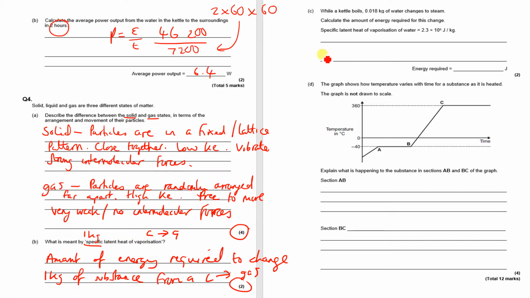Right, the next question, we talked about this equation before. We know that E is equal to ml, and this is given to you in your equation list, and the mass is 0.018 kilograms, and we're going to multiply that by the latent heat of vaporization, which is 2.3 times 10 to the power of 6. If we do that, we get 41,400.